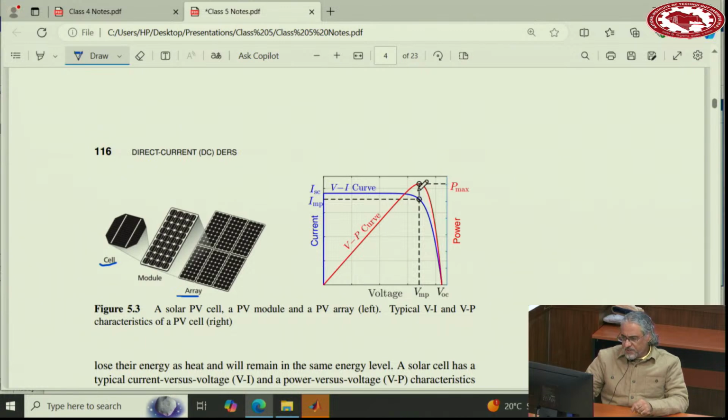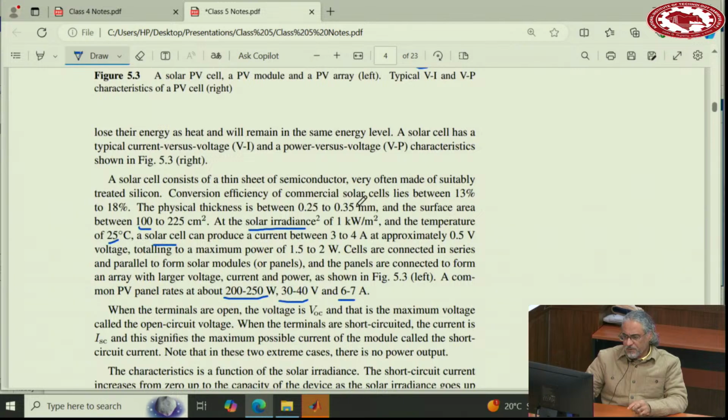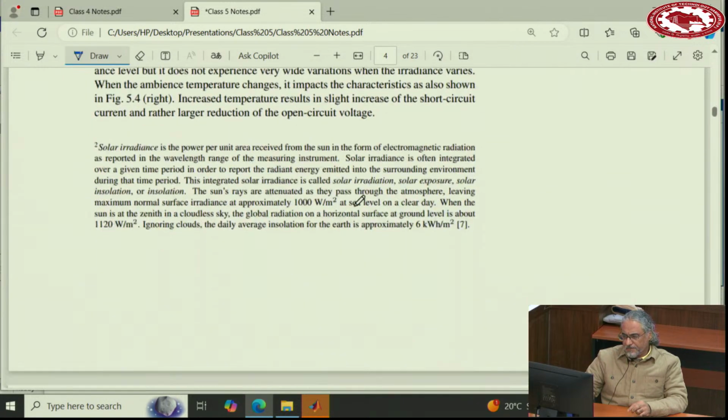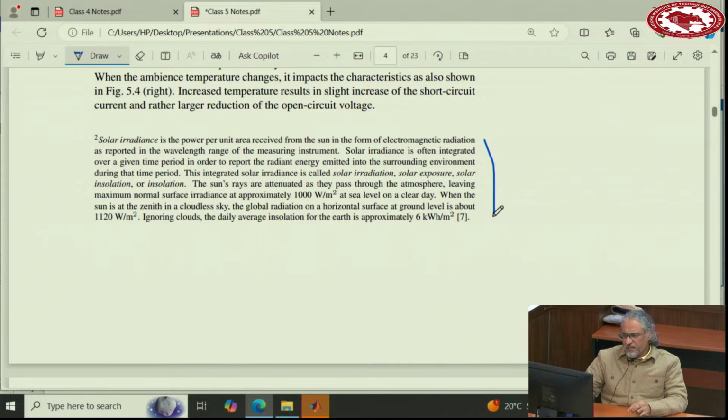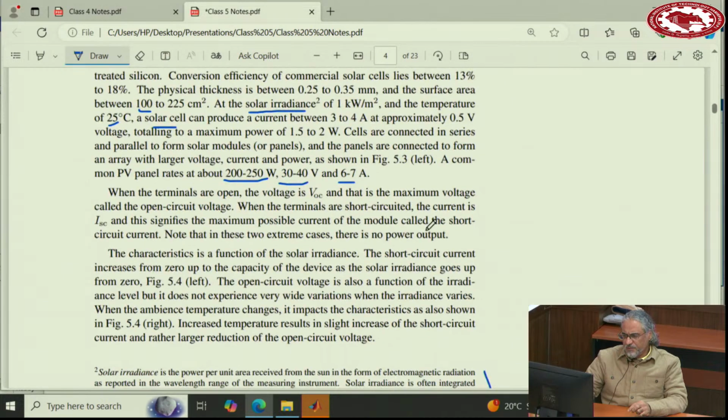So you will immediately see that there is one single point that the maximum power happens, and there is one single voltage that if you bias the panel at that voltage, you are able to extract maximum power from this solar panel. So this is called short circuit current, this is called open circuit voltage, this is called maximum power voltage, and so on. And this is maximum power. Okay. More definitions about irradiance and other things you can find here.